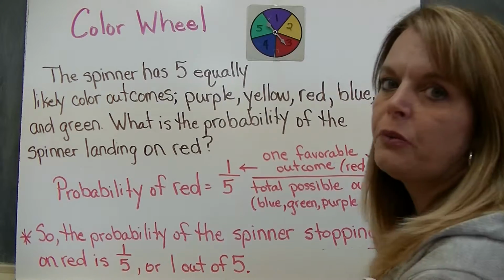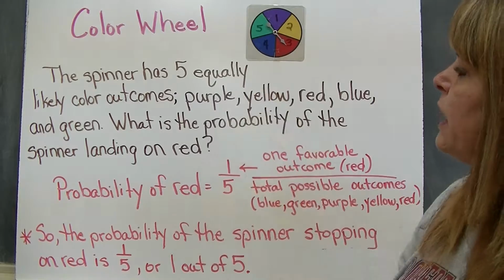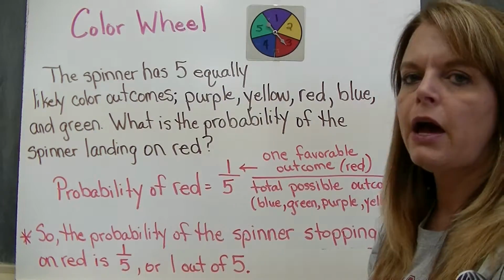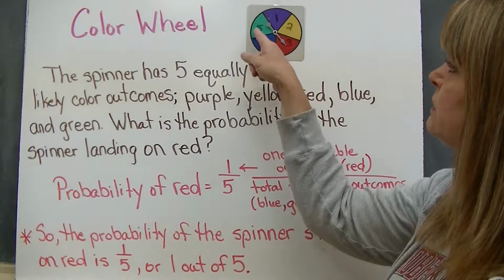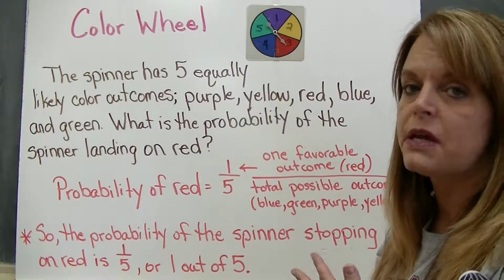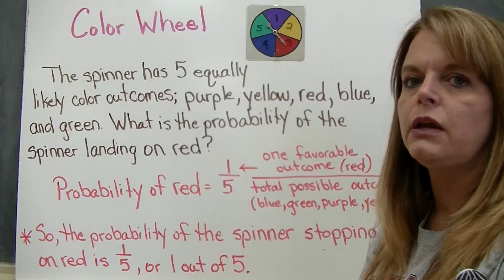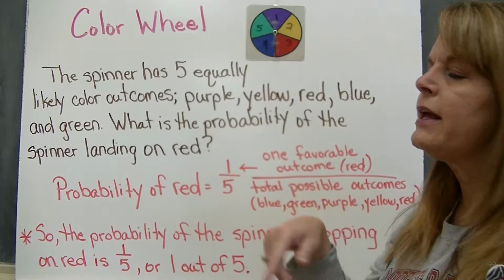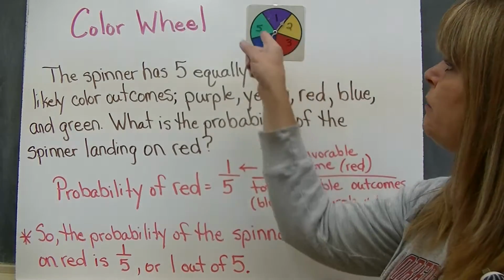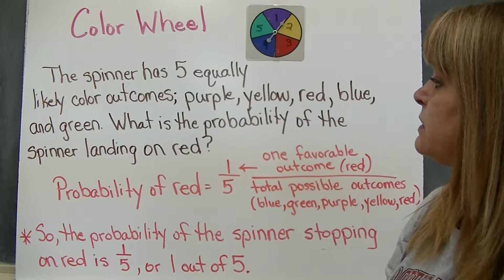Alright, I have a color wheel here, and this color wheel has 5 equally likely color outcomes. That means that each of these 5 spaces has a different color, and each of those spaces is the same size. We have purple, yellow, red, blue, and green. So if I spin my spinner, and it's laying flat, it's equally likely that I will get any of those colors because each section is the same size.